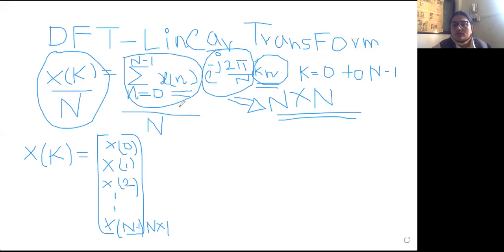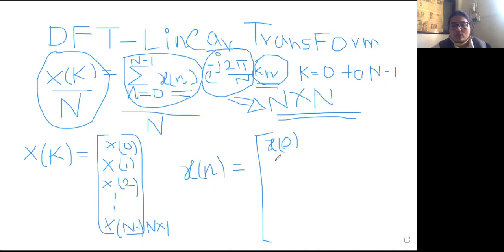Similarly, for the second, the input, x of n is the input signal. In the input signal also we have n discrete values, and we will represent that using a matrix as well. So x of n will be represented in matrix form, and the first sample we denote as x of 0, the 0th sample.